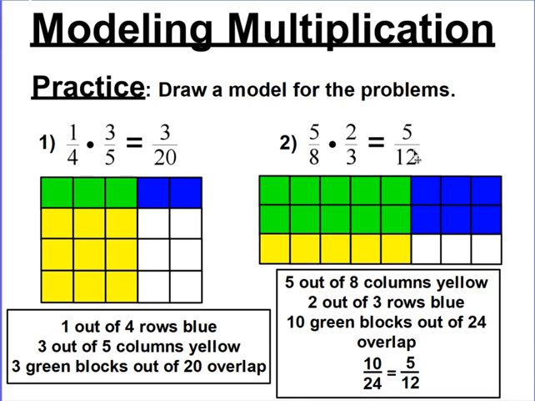So that looks a little bit different than our answer, but don't forget you can always simplify before you get a final answer. If you take 10 24ths and you simplify it by dividing by 2, you get 5 12ths.